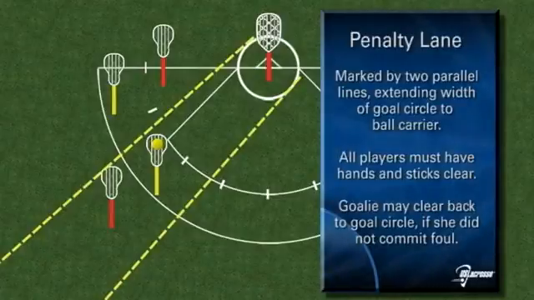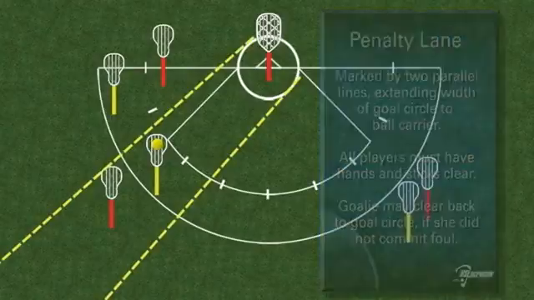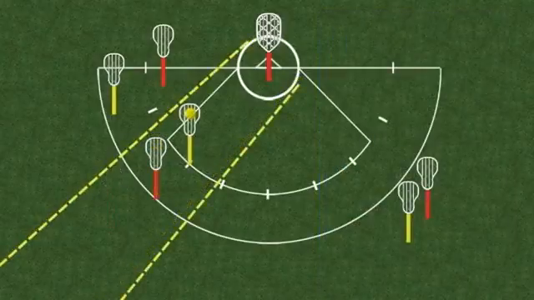This is the path marked by 2 imaginary parallel lines that extend from the width of the goal circle to the ball carrier. All players must have their sticks and bodies outside the penalty lane. If the goalie is in the penalty lane and did not foul, she may clear back into the goal circle. If the defense fouls and the play is inside the 8-meter arc, let's assume the attacker loses the ball immediately.